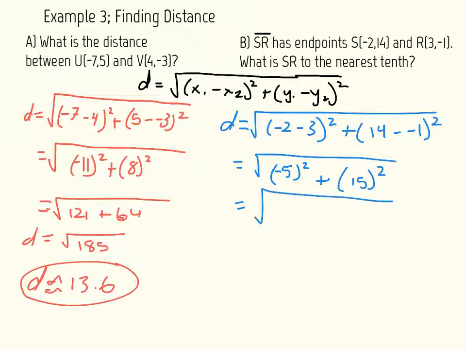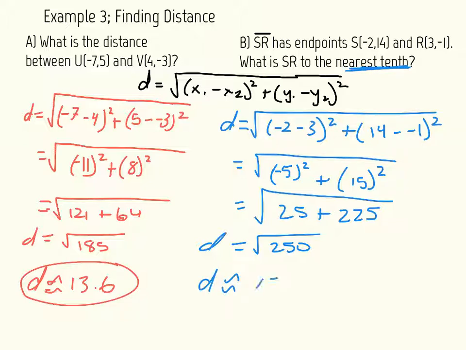So square root of 25 plus 225. And you're adding those together, so d equals the square root of 250, and we want our answer to the nearest tenth. So d is approximately equal to 15.8. And that's your final answer.